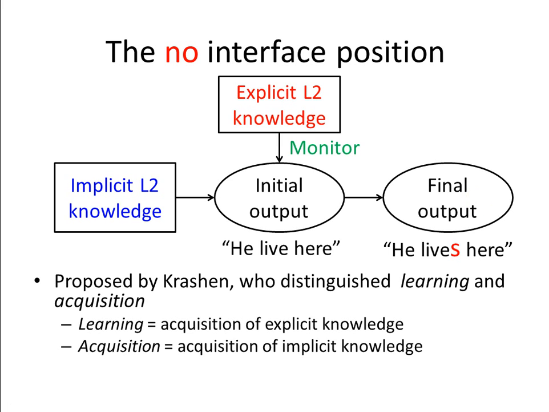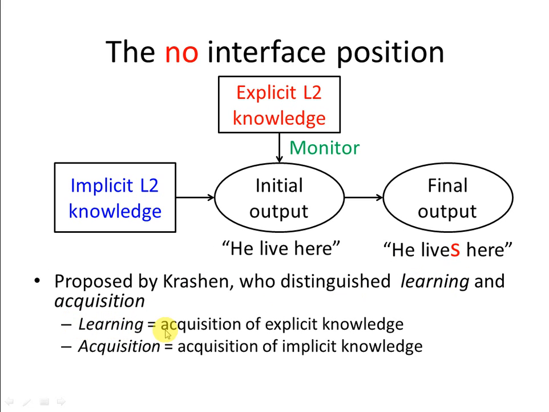But for this to take place, we need time, and if we don't have enough time, our explicit second language knowledge does not work as a monitor, and our final production will be the same as our initial output. So we say this instead of this. And this view was proposed by this famous researcher called Krashen, who also distinguished learning and acquisition.